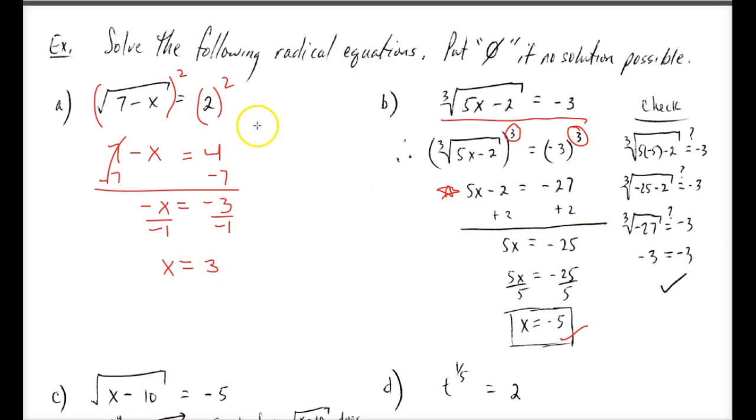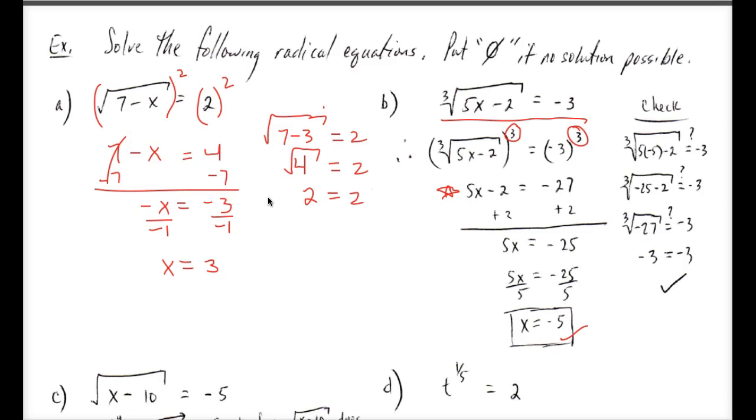Okay. And so, of course, if we went ahead and substituted 3 back into the equation here, then we would see that we have square root of 7 minus 3, which is square root of 4. And square root of 4, the principal root of that is 2. Okay. So we see that 3 is actually a valid solution to this particular equation.